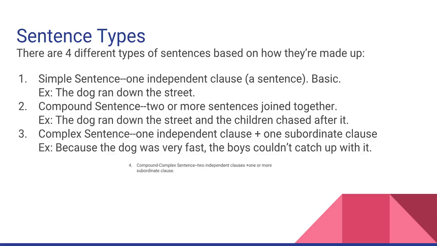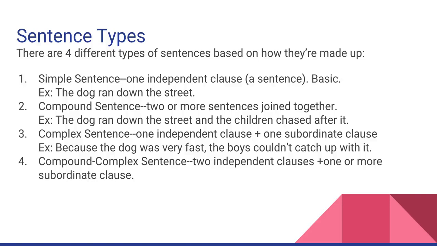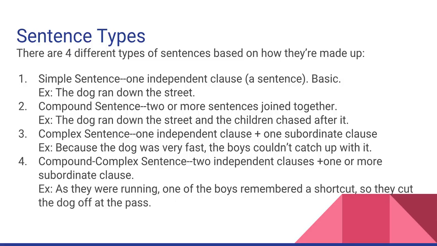There's a complex sentence. And we also have the compound complex sentence, which would be 2 independent clauses with a subordinate clause. As they were running, one of the boys remembered a shortcut, so they cut the dog off at the pass. We start with that subordinate clause, then we had one sentence and the next sentence, and that gives us a compound complex sentence.